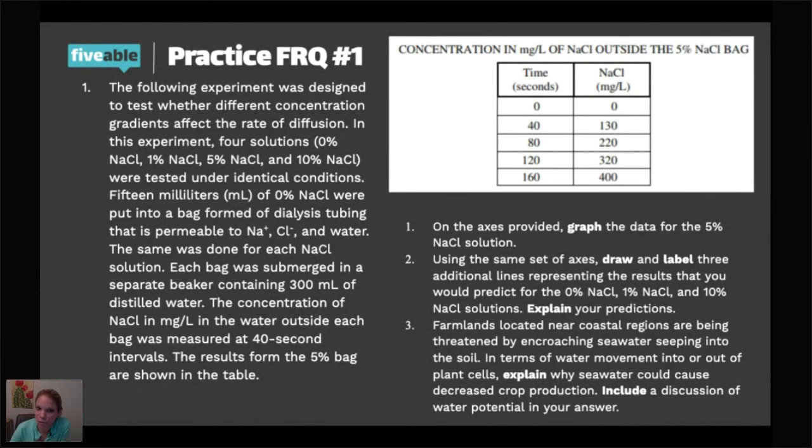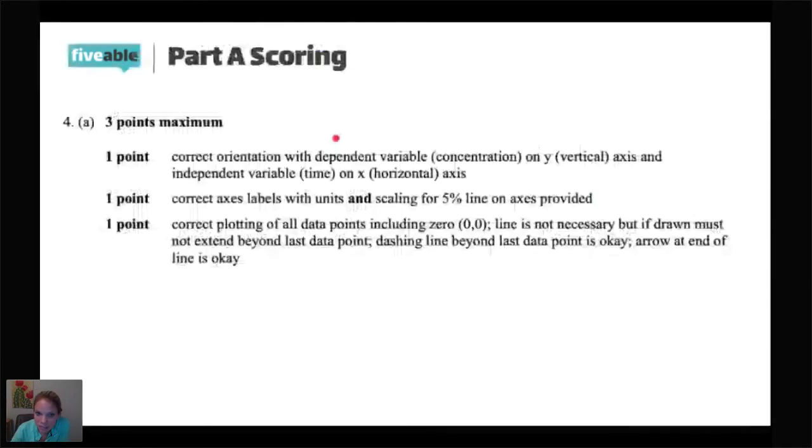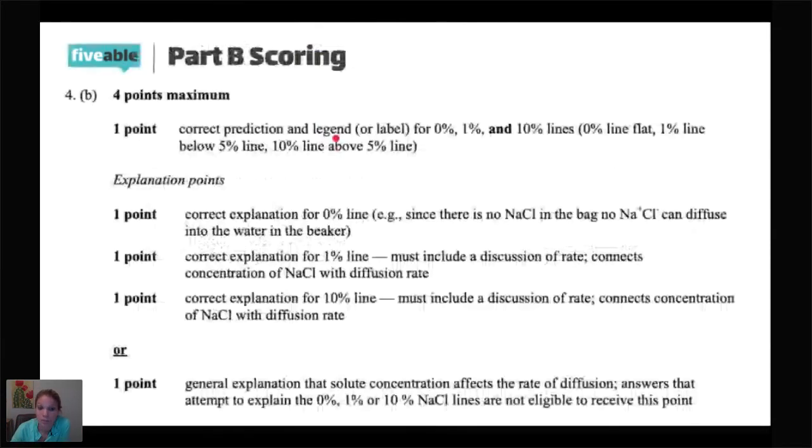What is that actually going to look like? So again, this is a 4-point question. So just predicting where it goes, 0% is going to have a flat line because if there's no NaCl, it can't move out. 1% is going to be somewhere below 5% because there's not as much. 10% is going to be somewhere above 5% because it's going to have more.